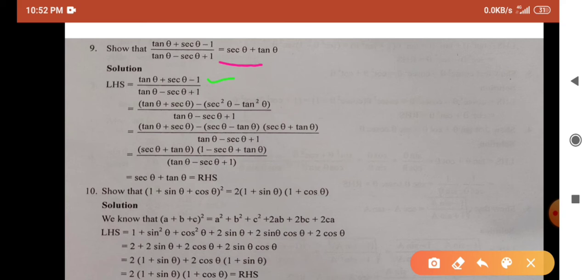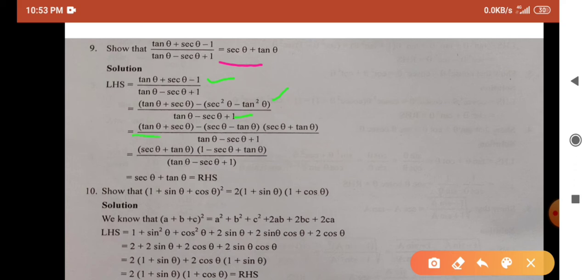Now tan theta plus sec theta minus 1 is there in the numerator. Tan theta plus sec theta write down as it is, minus 1 can be written as sec square theta minus tan square theta. 1 equals, already we know, sec square theta minus tan square theta, which is equal to 1. And in the denominator, tan theta minus sec theta plus 1 as it is.